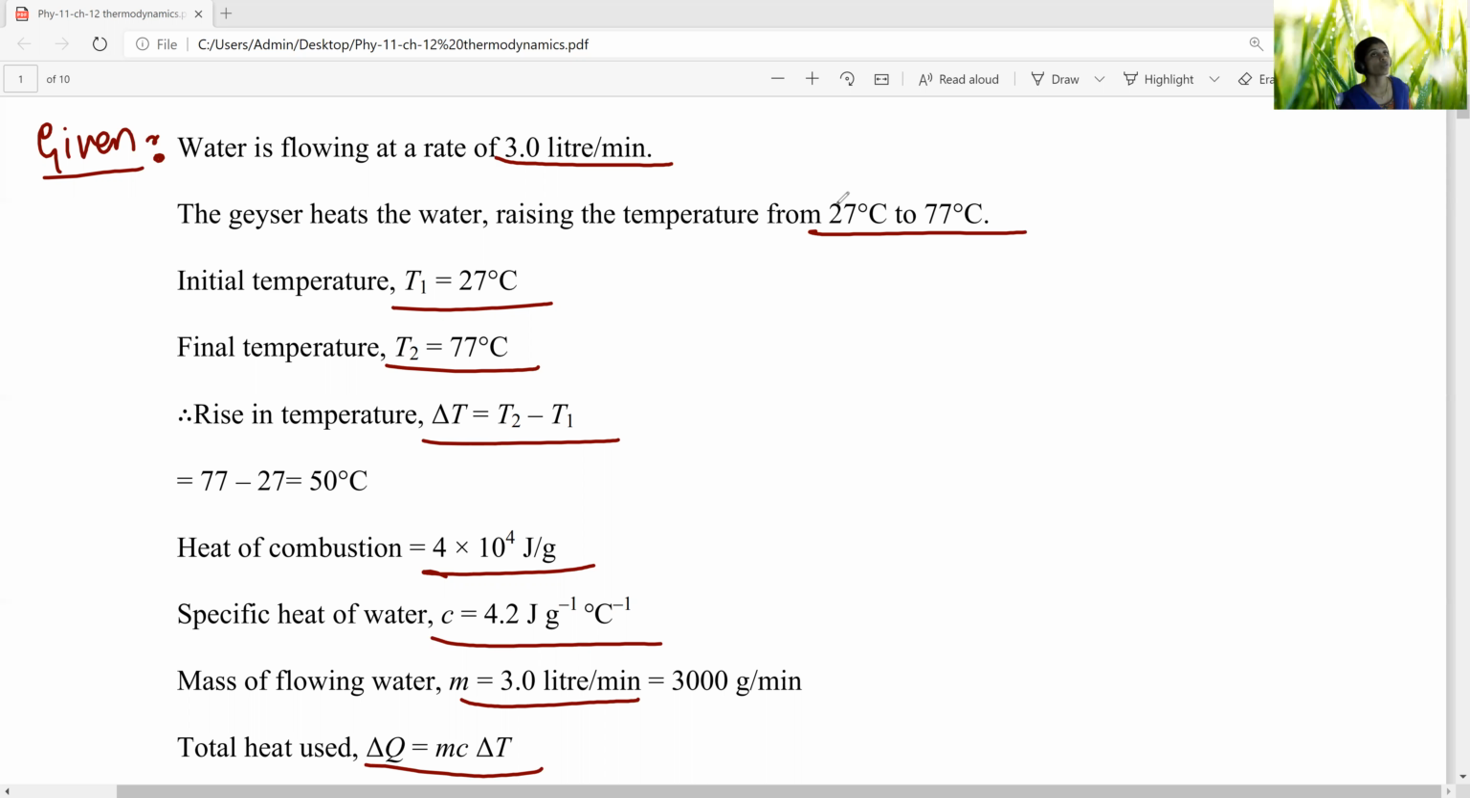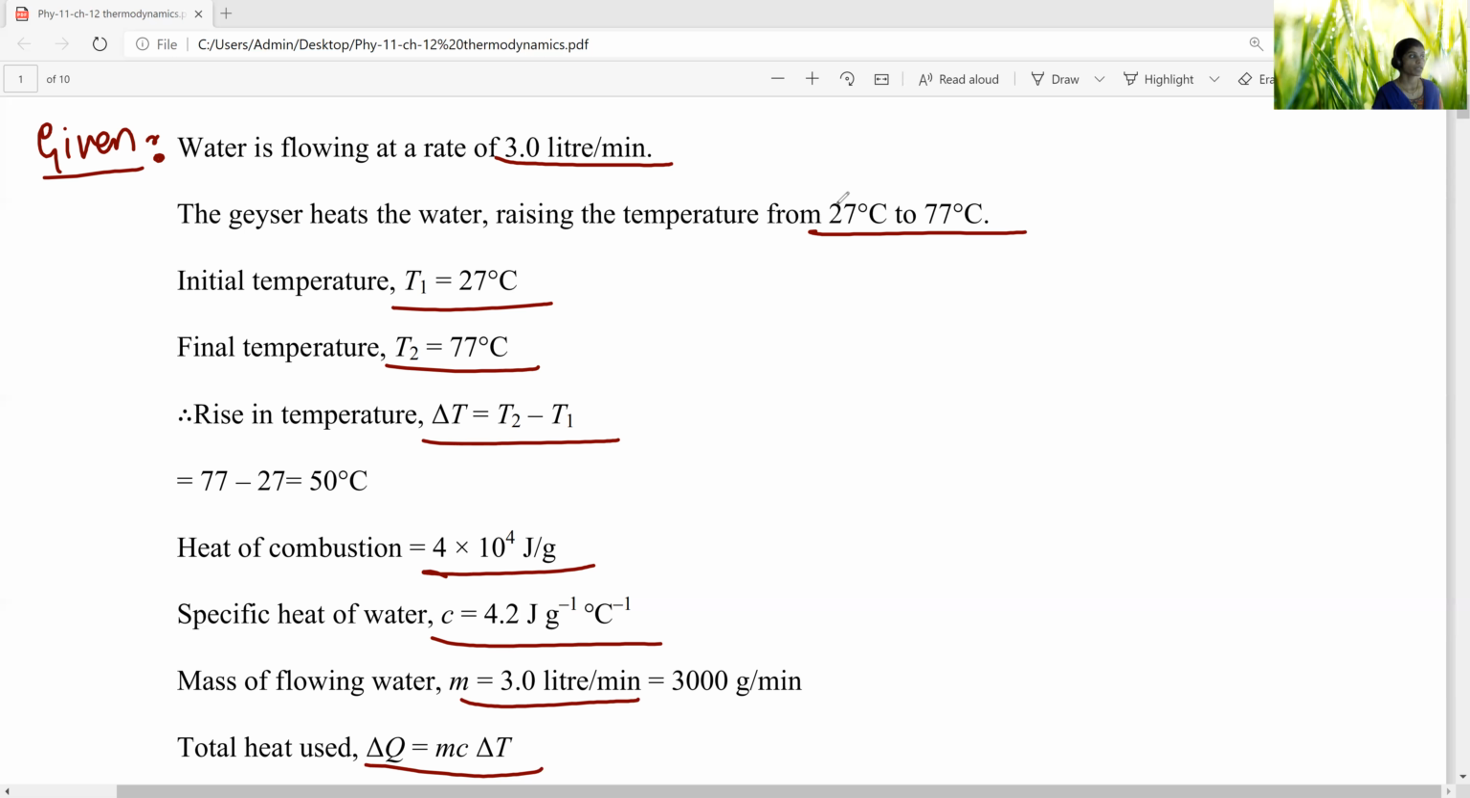So read the question and try to understand it. Water is flowing at the rate of 3 liters per minute and the geyser heats the water, raising the temperature from 27 degrees Celsius to 77 degrees Celsius. Initial temperature T1 is 27 degrees Celsius, final temperature T2 is 77 degrees Celsius. Rise in temperature delta T is equal to T2 minus T1. Take the difference: 77 minus 27 gives 50 degrees Celsius.